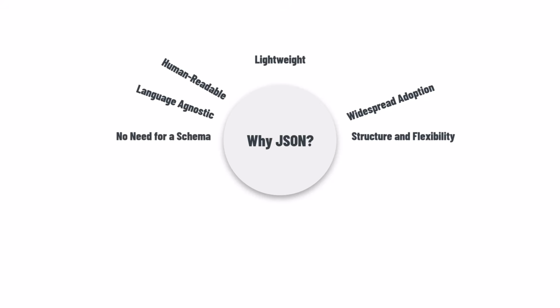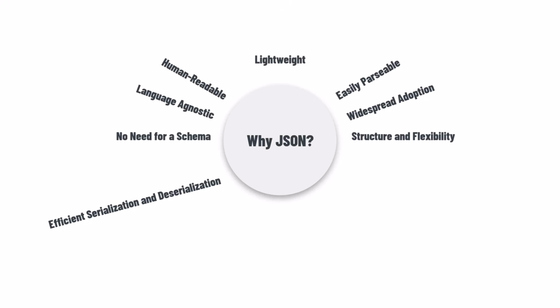No need for a schema. Unlike some other data formats, JSON does not require a predefined schema to structure data. This allows for dynamic and flexible data structures. Easily parsable. JSON structure makes it very straightforward to parse and convert into other data structures, like objects in object-oriented programming languages. Efficient serialization and deserialization. Converting complex data structures into JSON, serialization, and converting them back, deserialization, is efficient and less cumbersome than with other formats.